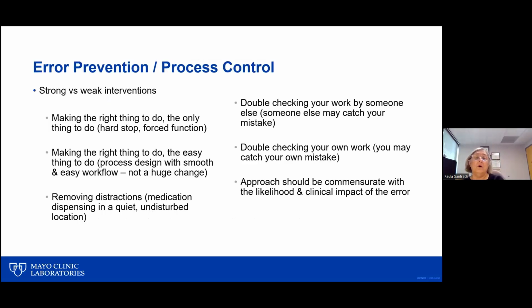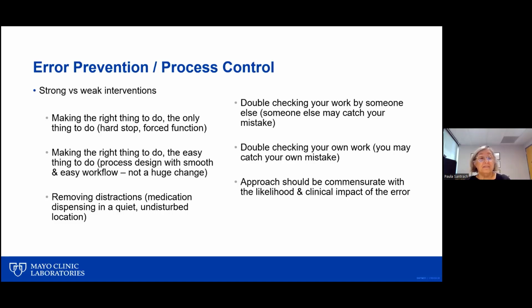So one of the other things that I want to make sure we talk about a little bit is error prevention and process control. There are a lot of ways to do things, and if you've got a problem that you're trying to solve with the process, you want to do something that's going to solve the problem and not make it worse or have no effect at all. So there are strong and there are weak interventions.